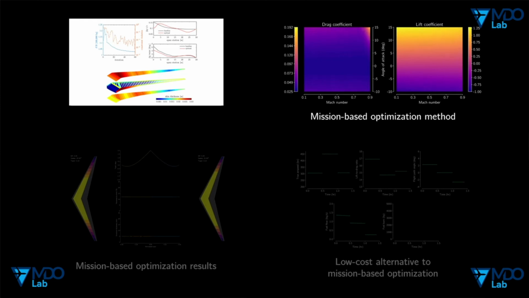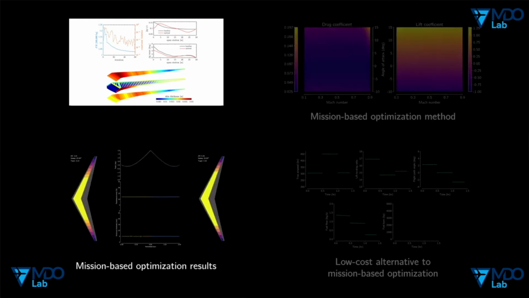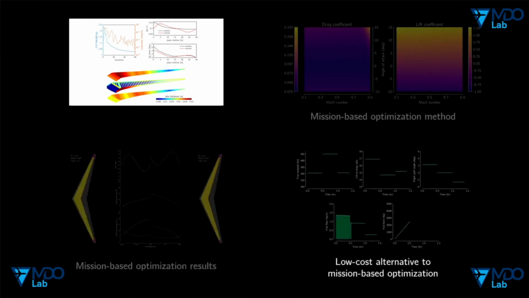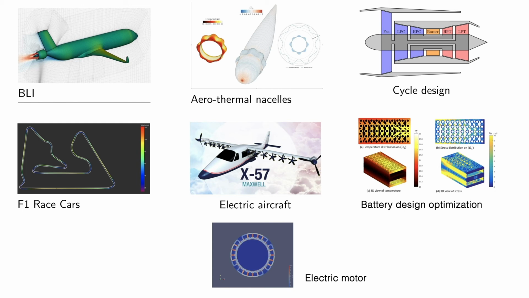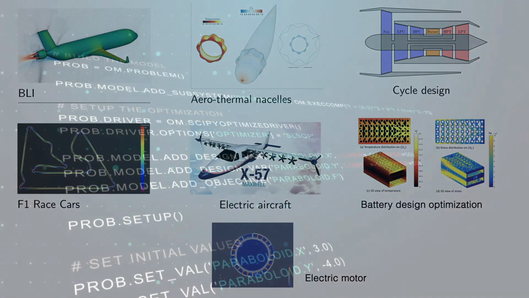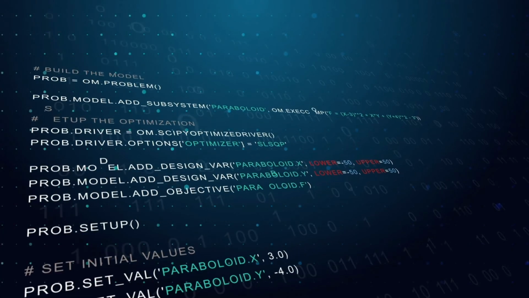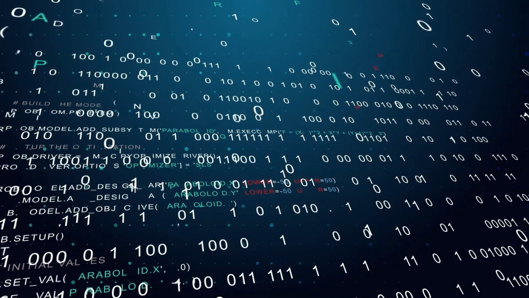OpenMDAO is the most advanced system optimization platform available today. NASA's using it to design faster, quieter, zero-emission aircraft, and we also release it free and open source. There are OpenMDAO users designing wind turbines, electric motors, rockets, F1 race cars, satellites, and eVTOL aircraft. No matter what you're designing, you could be doing it faster and with a lot more physics by using OpenMDAO.